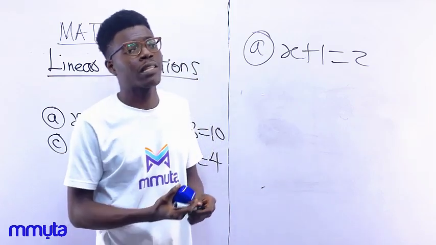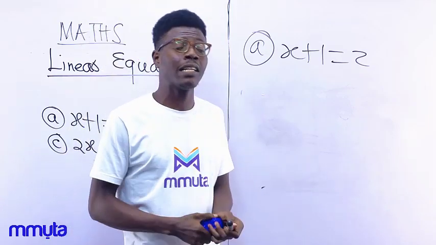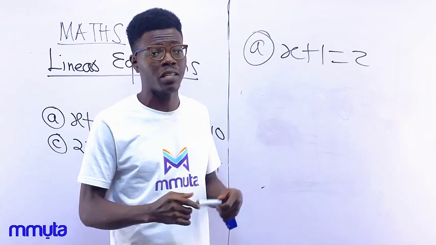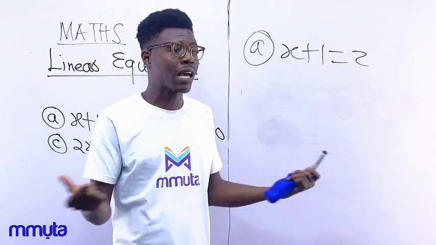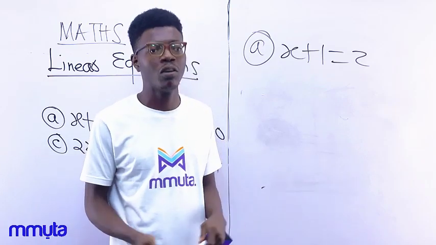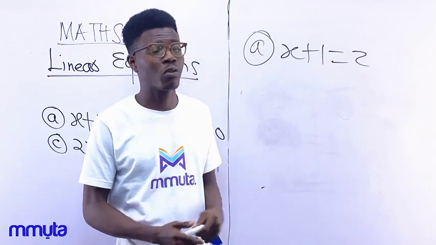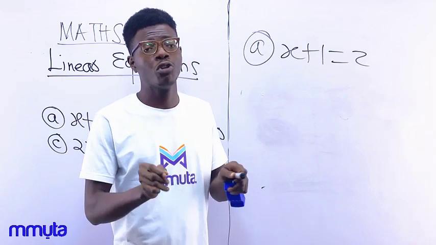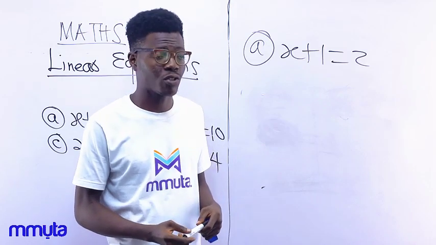Remember, whatever you do to the right hand side, equally do it to the left hand side, aside from multiplying and dividing by 0. Because we don't multiply both sides by 0 in mathematics. If you do that, your equation is null. And you don't divide both sides by 0, because whenever you divide a number by 0, you get an undefined expression.